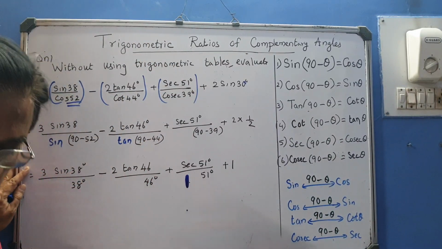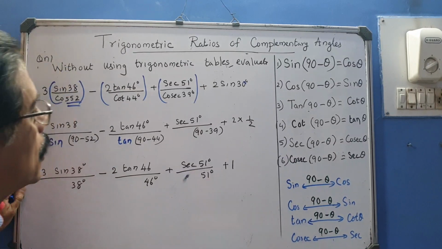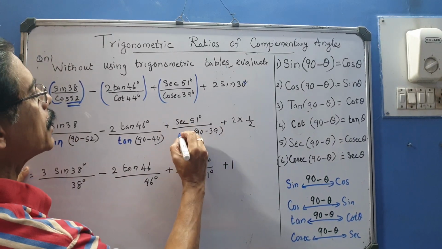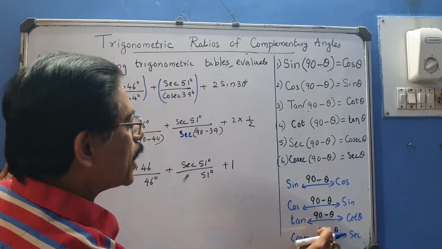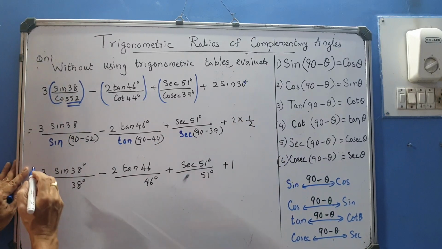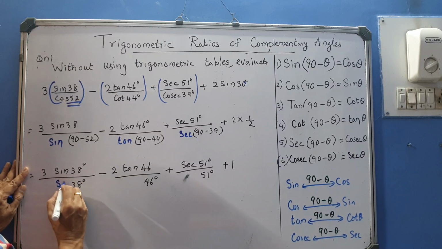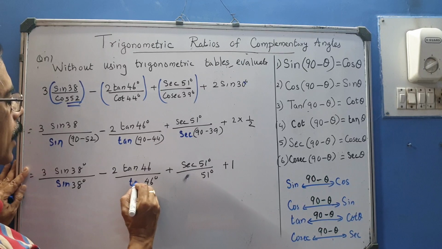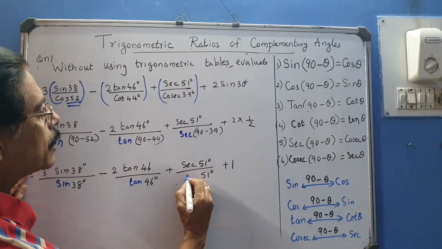Now here, the angle is 90 minus 39. We find the complement of 39, 90 minus 39, cosec becomes sec, because sec of 90 minus theta is cosec theta. And this is a standard value, 2 into half. Okay, now this becomes sine 38 over 90 minus 52, 38, so they become sine. And 90 minus 44 gives 46, so this is tan 46. And 90 minus 39 gives 51.